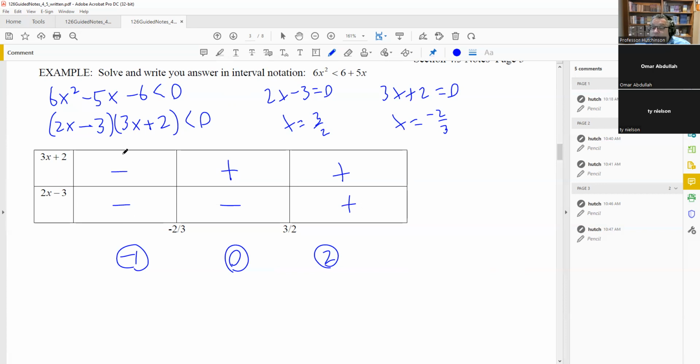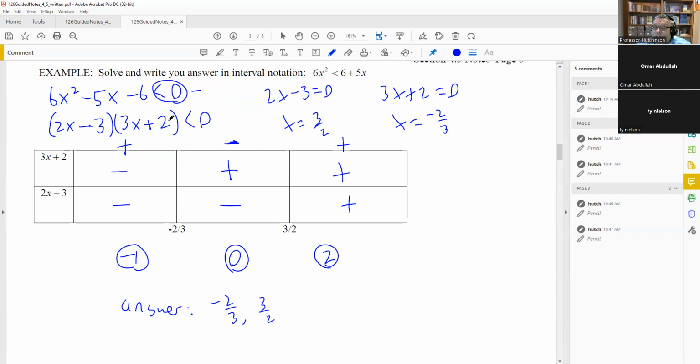I'm going to multiply these together and put the sign configuration across the top. I get a plus here, a minus, and a plus. That's my final sign configuration, plus, minus, plus. Now, the original problem I have up here, I have another one that happens to be less than 0. That means, again, I'm looking for negative numbers. So I only have one negative region, and that's between -2/3 and 3/2. So for the answer, I need to go between -2/3 and 3/2.